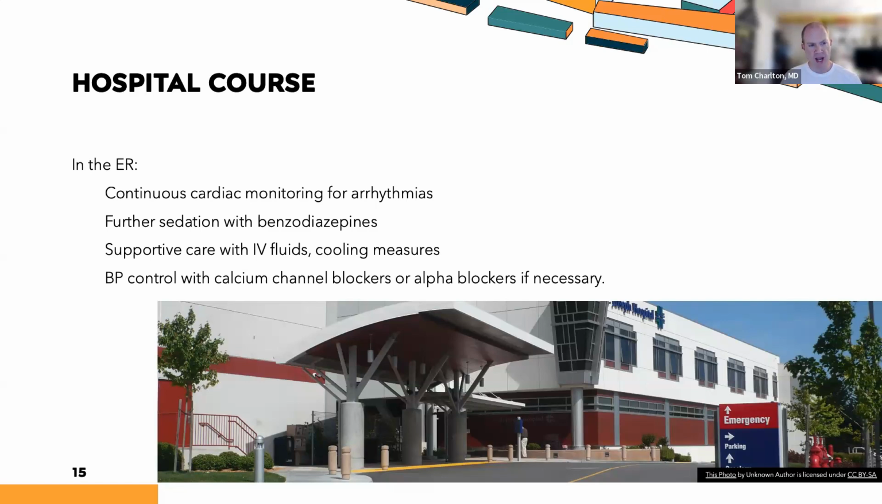If it gets really bad, and we do need to take better control over this guy's blood pressure, we're typically going to use something like a calcium channel blocker such as diltiazem, or we may need to use alpha blockers, if necessary, such as Klonopin.